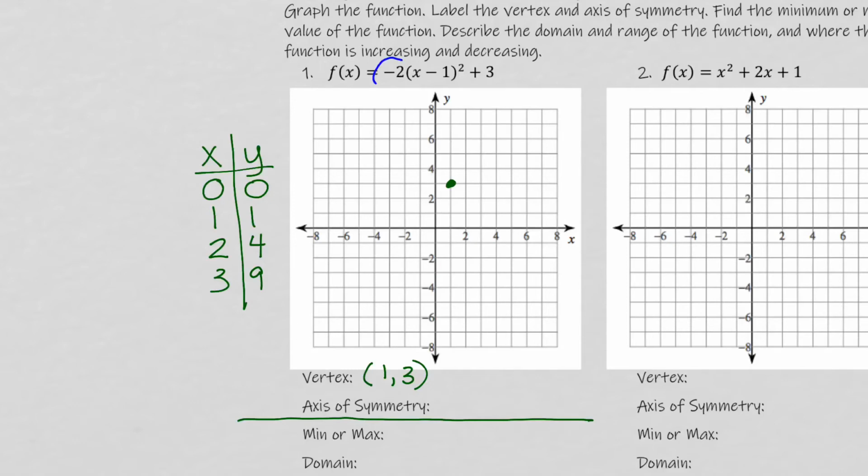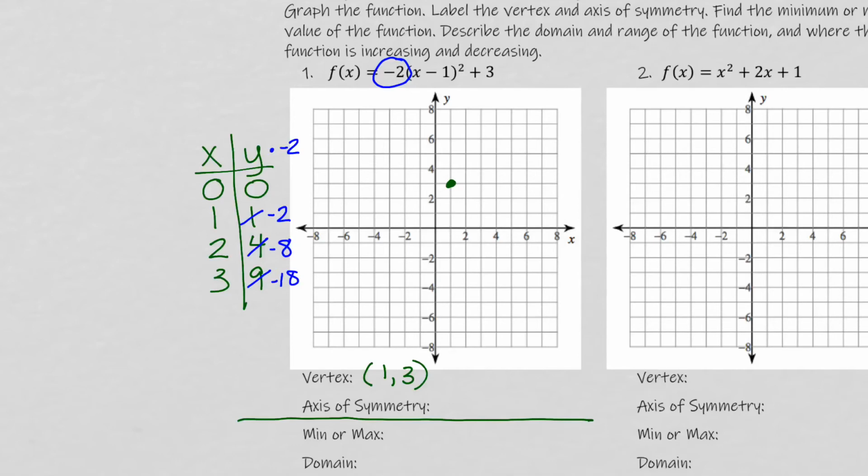Now, whatever is multiplying that parenthesis, or multiplying the x squared, I'm going to take that number and multiply the y values by it. So 0 times -2 is just 0. This 1 changes to a -2. 4 changes to a -8. 9 changes to a -18.